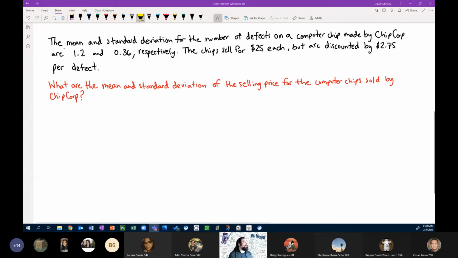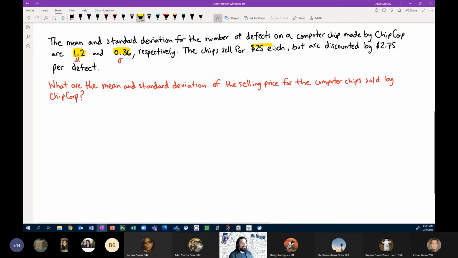So in this case, we have the mean and standard deviation for the number of defects on a computer chip made by Chipcore. Again, I've made these things up. The mean and standard deviation is 1.2 and 0.36 respectively. So that means that 1.2 is our mean, 0.36 is the standard deviation. We're going to need those.